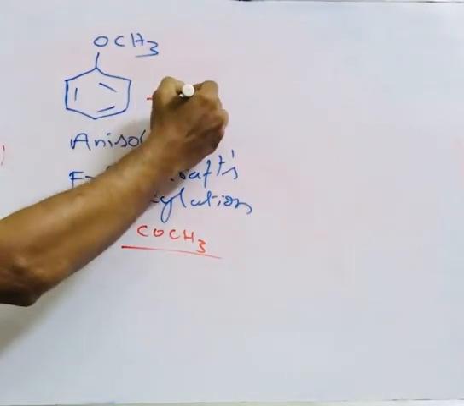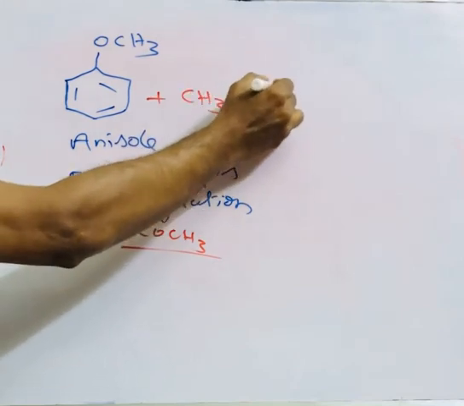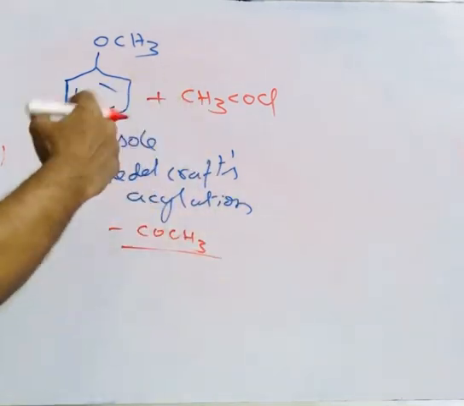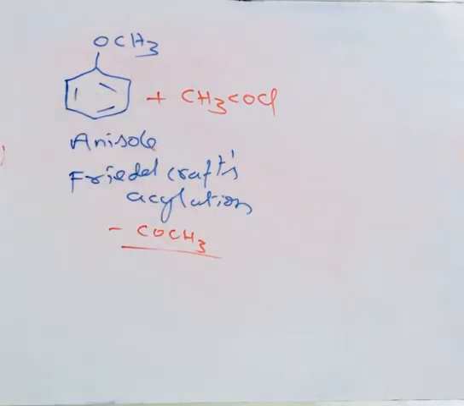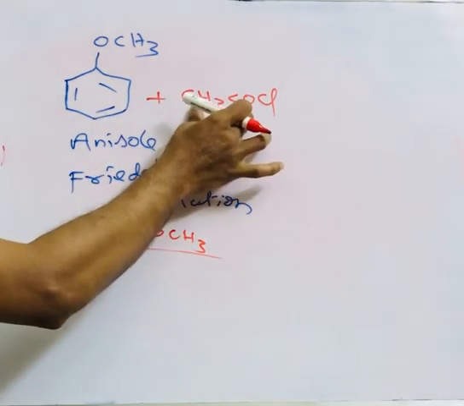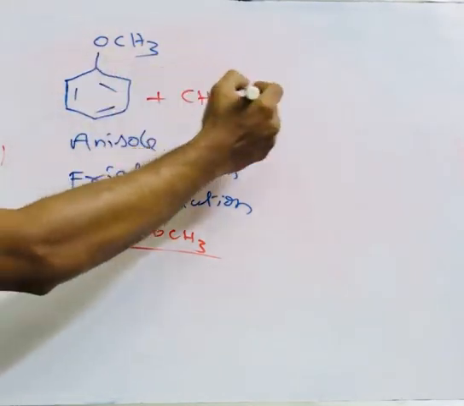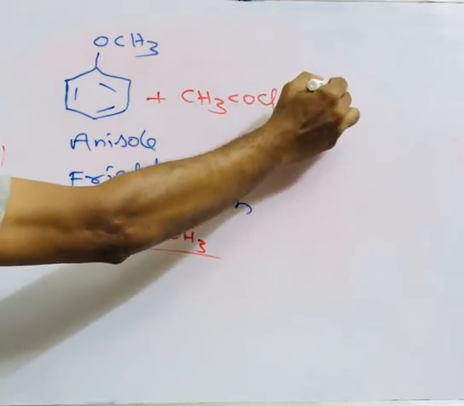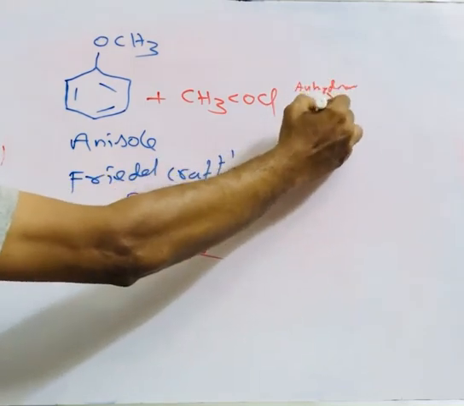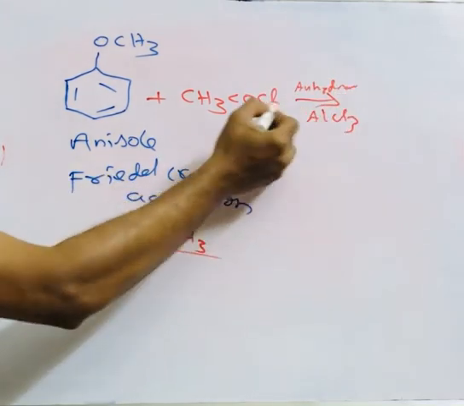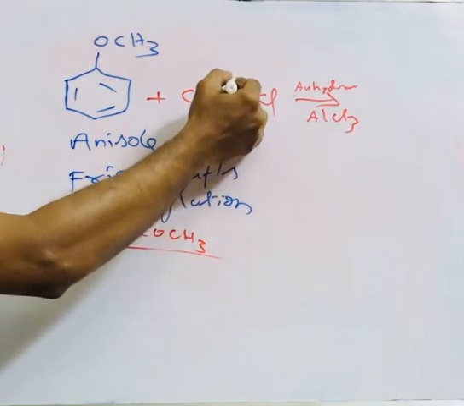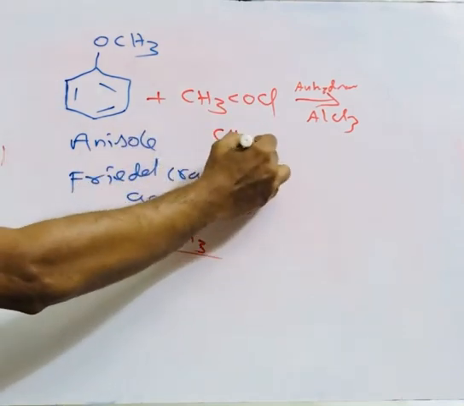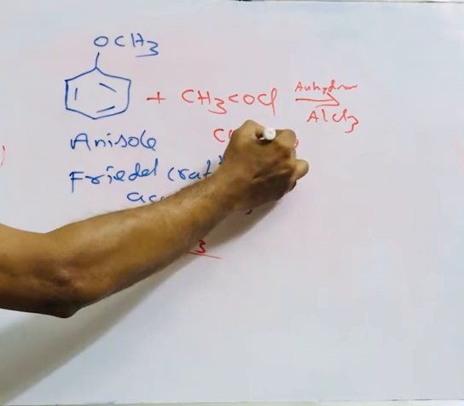How will we do it? Acetyl chloride, that is CH3COCl, or acetic anhydride, CH3CO-O-COCH3, we can take. So with CH3COCl, I need to get a carbocation, correct? All these are electrophilic substitution reactions. So for that you need anhydrous aluminum chloride, AlCl3. This AlCl3 will take Cl minus and form AlCl4 minus, then carbon will get a positive charge, that is CH3CO plus, which is the electrophile.